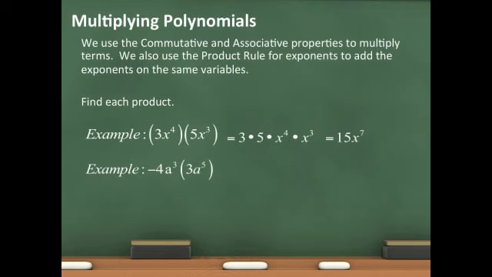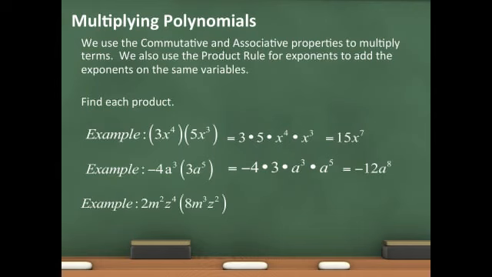In the next example, we have negative 4a to the third power times 3a to the fifth power. Again, we rearrange the terms to get negative 4 times 3 times a to the third power times a to the fifth power. This will give you negative 12a to the eighth power.